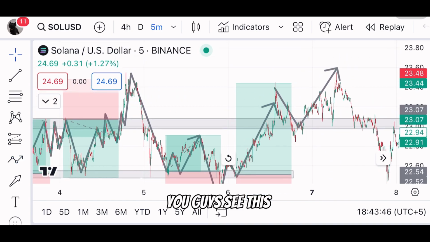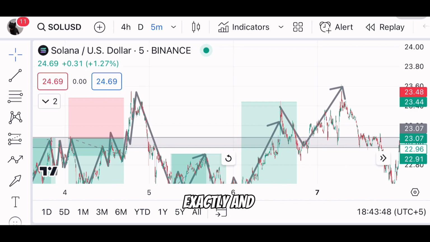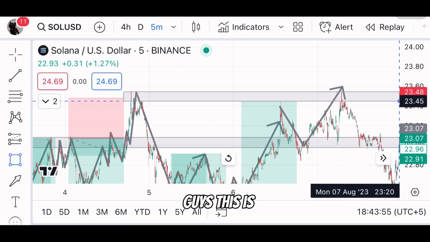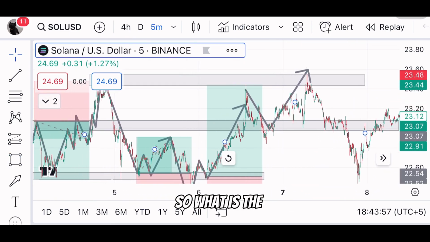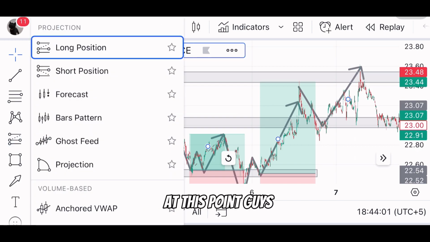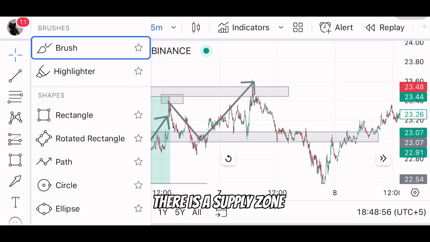You guys see this? This is how important trading is and how simple trading is. And you can see what is the next supply zone for this region, guys. This is the next supply zone. So what is the price action, guys? You can see that we are showing a rejection at this point, right here. What do you mean by there is a supply zone?